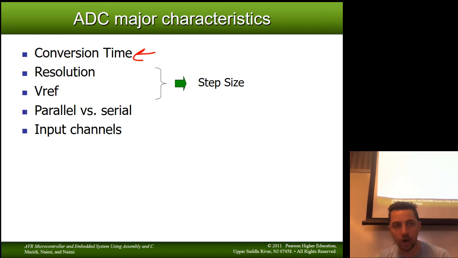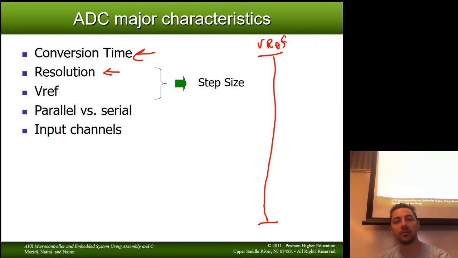From the time you say go, how long until it's got an accurate, and that's sort of the key here, an accurate representation? Because you could just read it as soon as you said go, but it wouldn't be accurate. You would lose what we call resolution. So resolution is the idea that we have between 0 and Vref. This is our continuous range here.